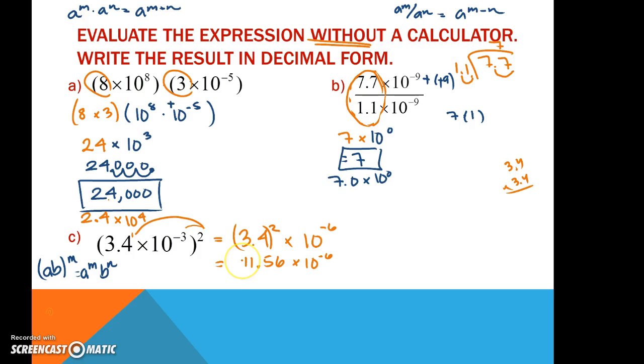Okay, this is not in decimal form, but I would absolutely like it to be. So this is negative 6. I'm going to move to the left. 1, 2, 3, 4, 5, 6. So how many zeros? 1, 2, 3, 4. This is 0.00001156. That is your answer.